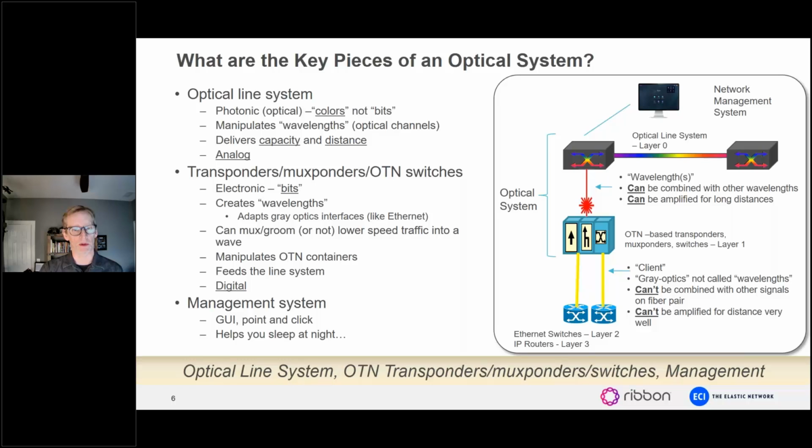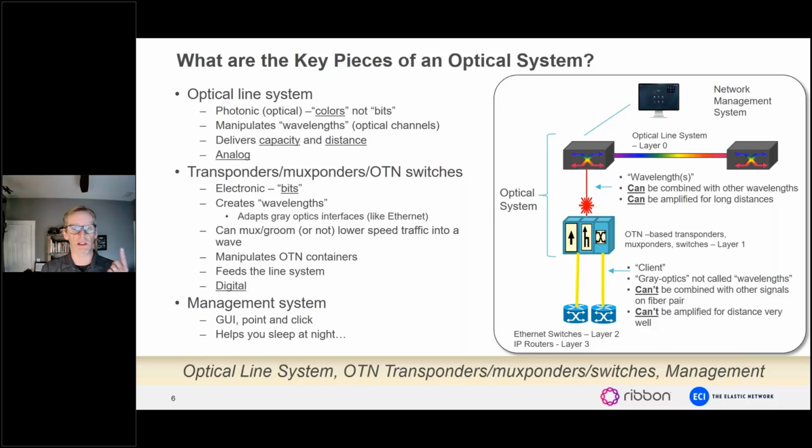So maybe one more important thing, if you look at the picture on the right-hand side, the client there operates at 1310. That's between the transponders, muxponders, and switches, and the routers there on the very bottom of the drawing. Those are 1310 nanometers. They're not really called wavelengths, and they can't generally be combined with other signals onto a fiber pair.